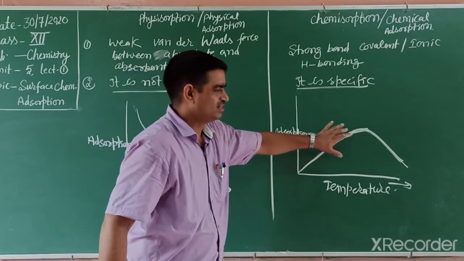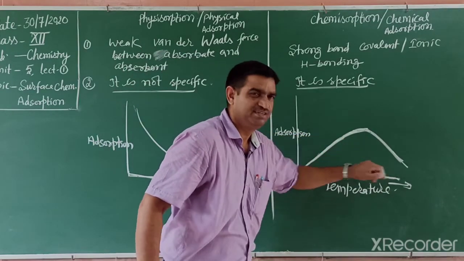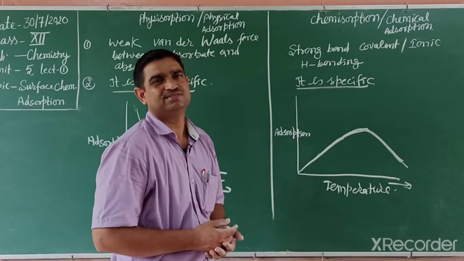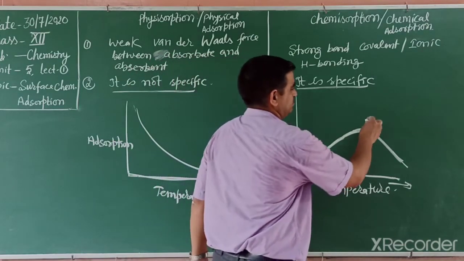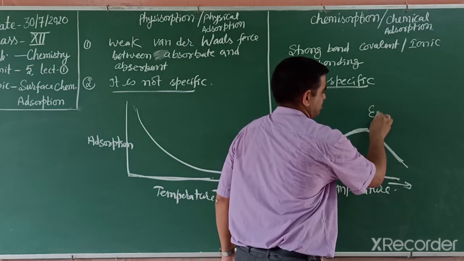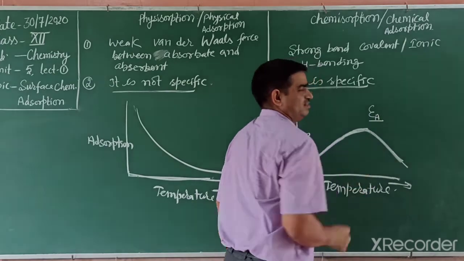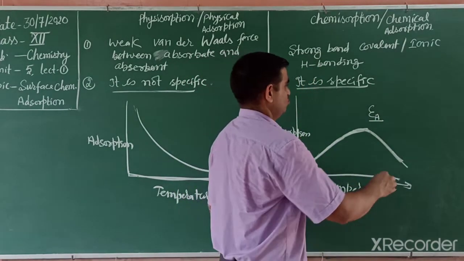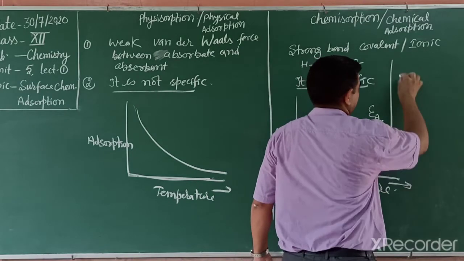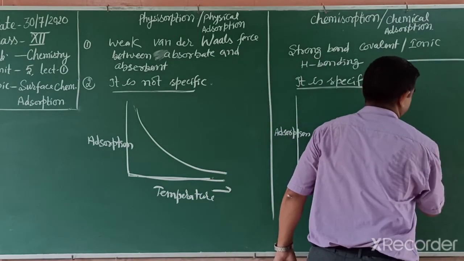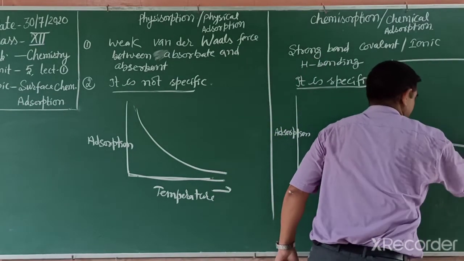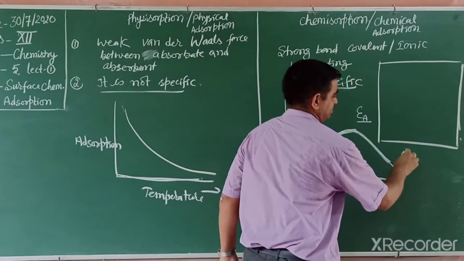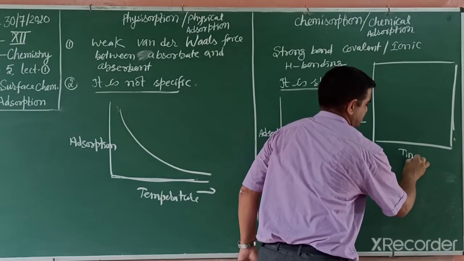Students, what is the reason it first increases and then decreases? The reason is activation energy, Ea, the Arrhenius energy, already studied in chemical kinetics. So we can make a graph of activation energy, as in the earlier chapter, with a time coordinate.